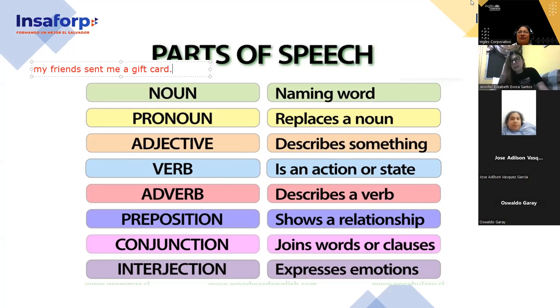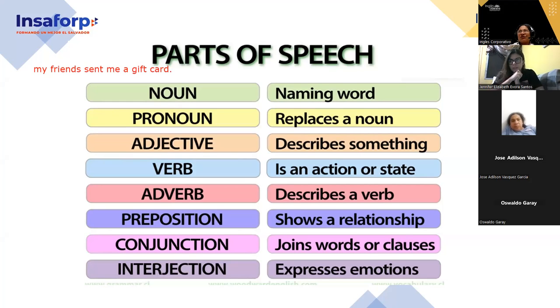Gift, in this case, is probably a complement of the sentence, because gift is the thing that you give and the other person, I think. Yes, but when we are trying to identify a complement, we need to name very specifically each part of the sentence. In this case, I have a gift card.